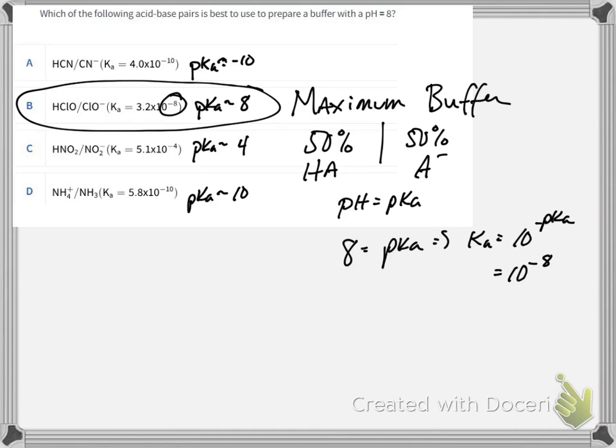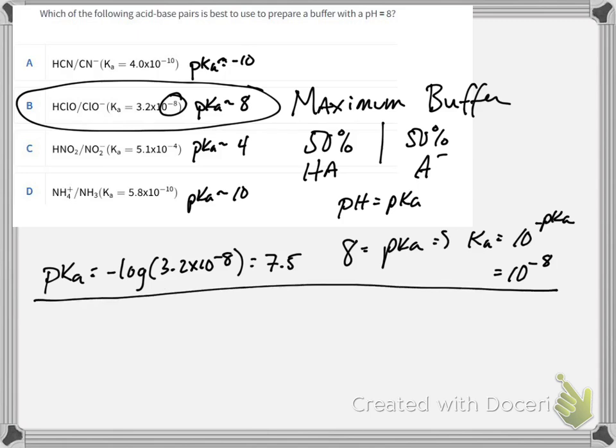Now, but what is pKa? So we look at pKa here. pKa is minus log of 3.2 times 10 to the minus 8, and this is 7.5. So it's not exactly 8, and you say, okay, well, it's probably the best buffer, but what would be the exact recipe to create a pH equals 8? And under this condition, this is where the Henderson-Hasselbalch equation is very useful. So let's take a look at its two forms. So what we have is pKa equals pH minus log of the concentration of A minus over HA.